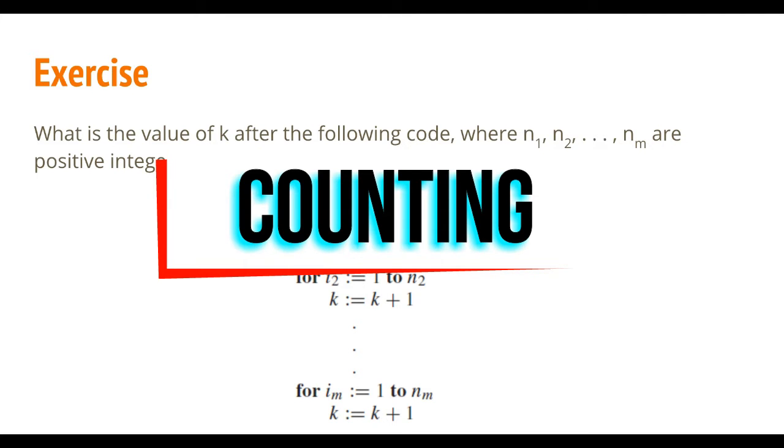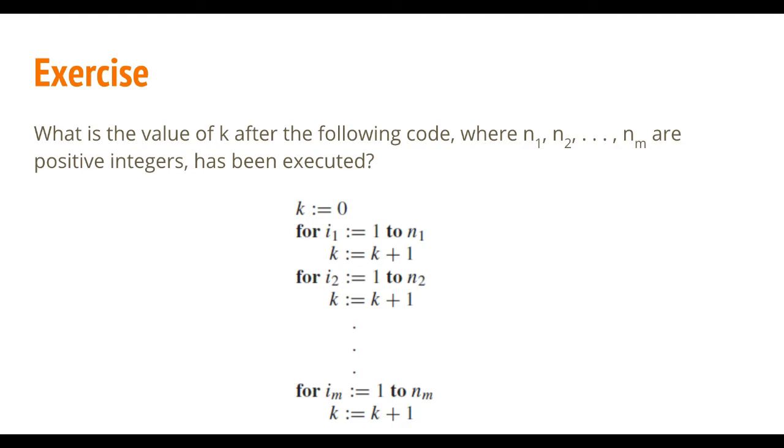In this video, we're going to verify the counting in discrete mathematics discussion. What is the value of k after the following code, where n1, n2, up to nm are positive integers, and if after this has been executed in a code? So we could program this.